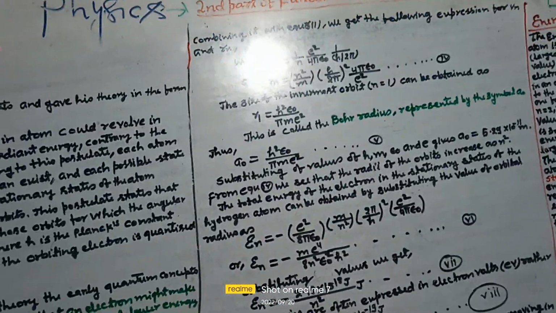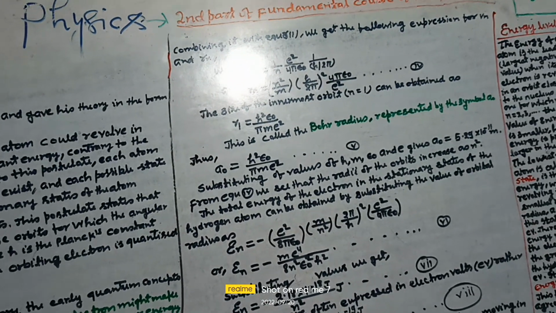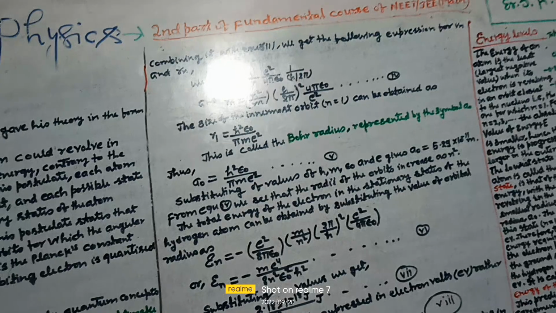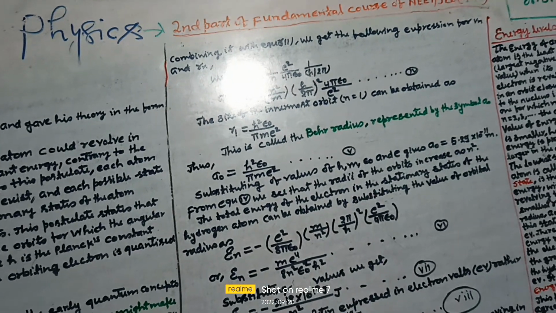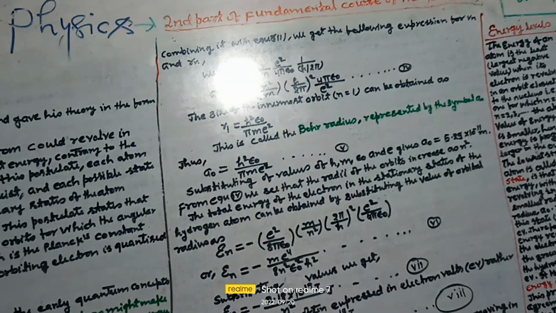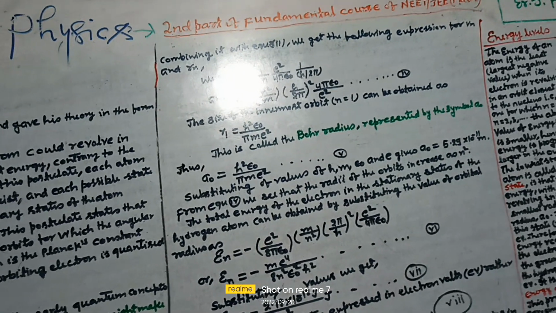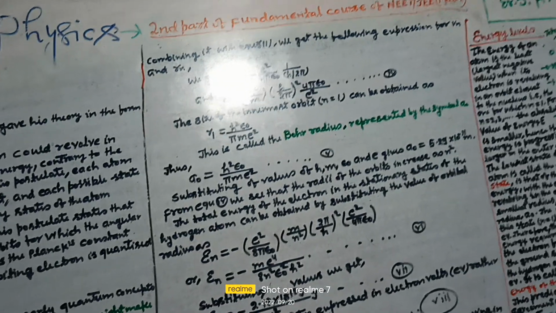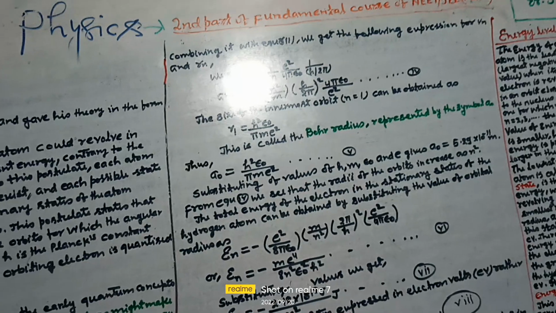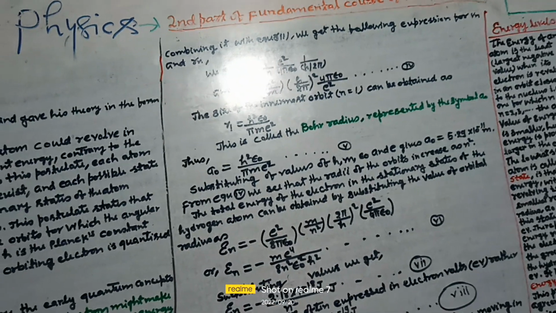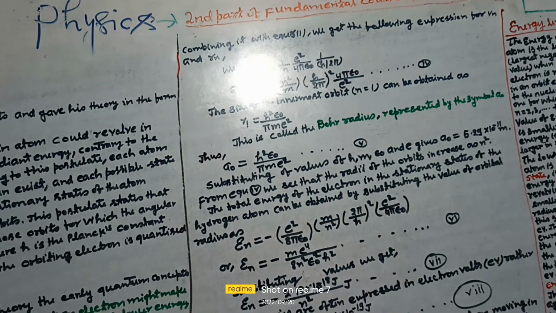Now combining it with the earlier equation, we get the following expression for vn and rn. We get vn = 1/n × e²/4πε₀ × 1/(h/2π), and rn = n²/m × (h/2π)² × 4πε₀/e². The size of the innermost orbit, n = 1, can be obtained as r1 = h²ε₀/πme².